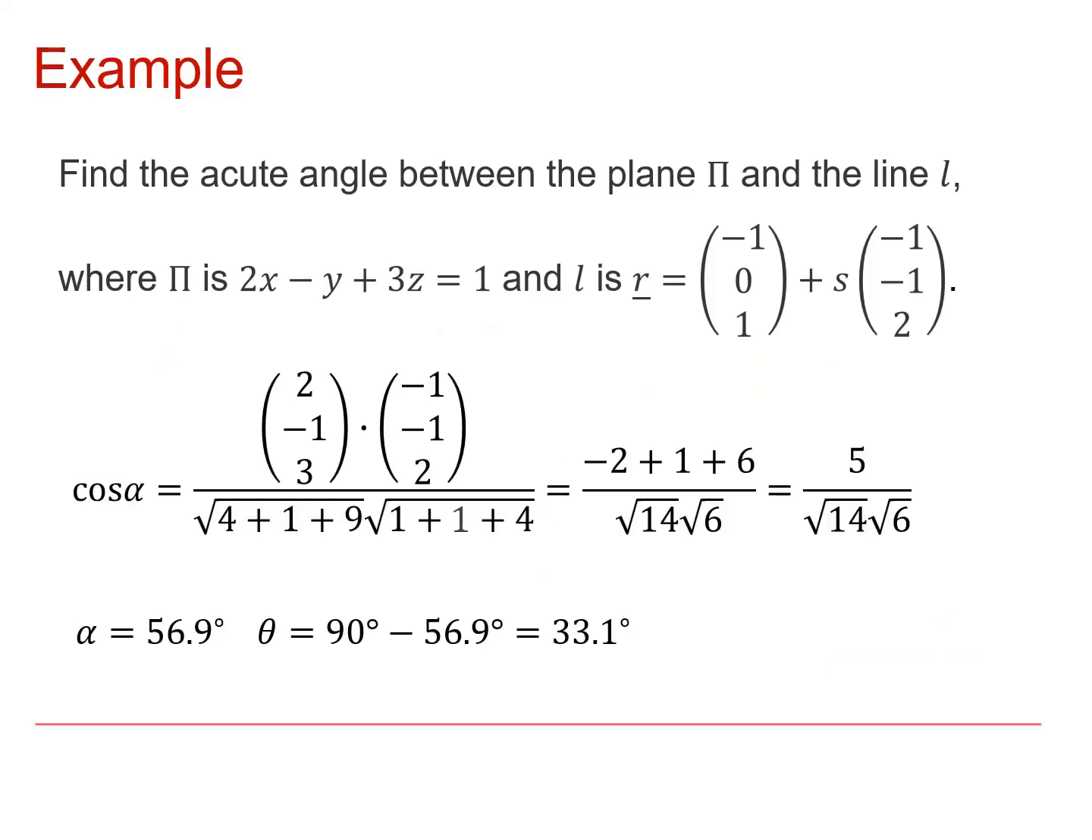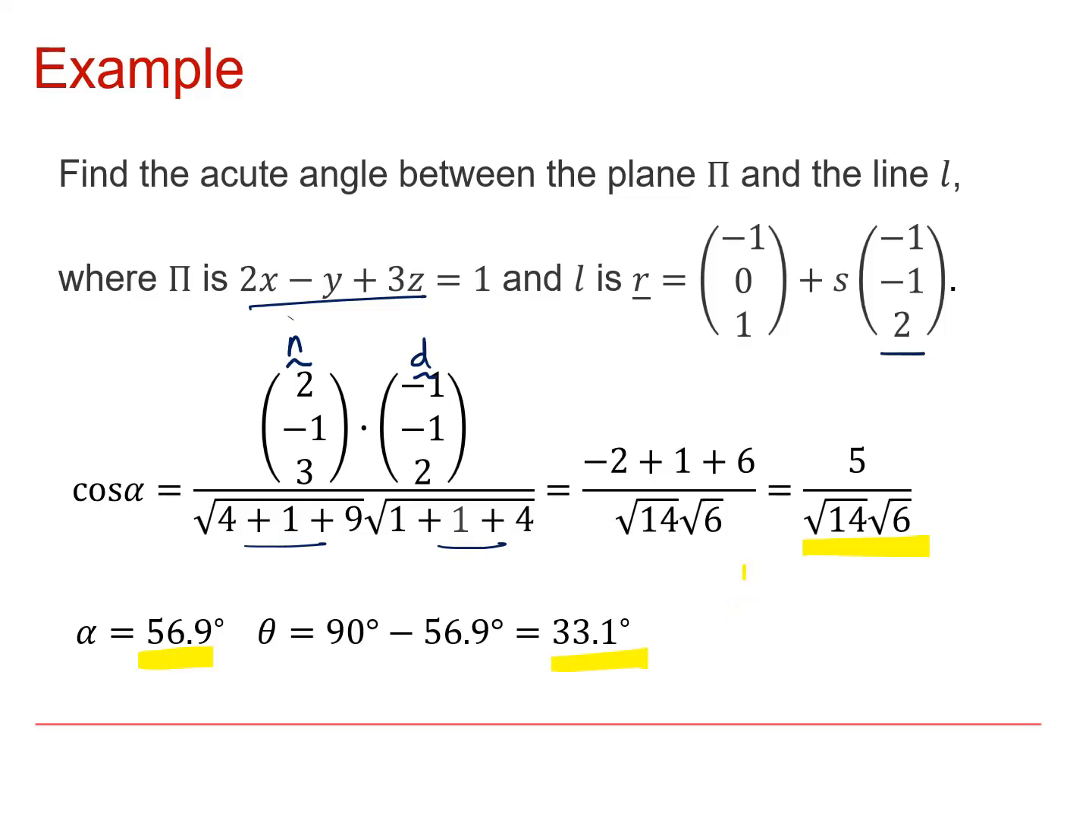There's that working, written up tidily. So you can see here I've used the cos alpha is n, where that's the normal vector extracted from here, dot d, where that's the direction vector extracted from here, over the modulus of each. And that comes out to my 5 over root 14 root 6, as we saw on the previous slide. And there's confirmation of the angles, alpha 56.9 and theta is 33.1.